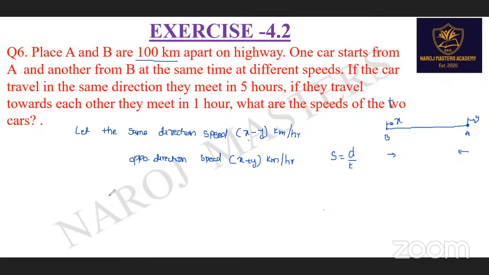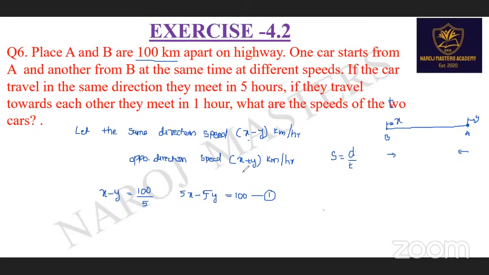So the speed for the first case is x minus y. Distance is 100 kilometers, and this is divided by 5, since time taken is 5 hours. So this is 5x minus 5y is equal to 100. This is our first equation.